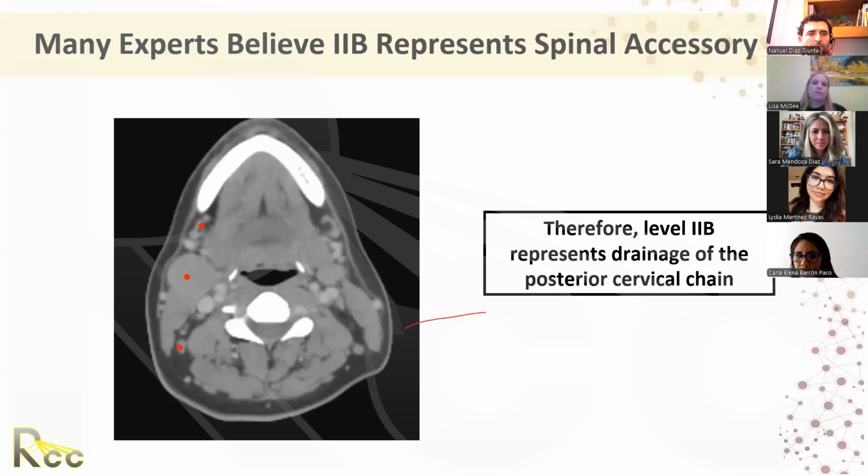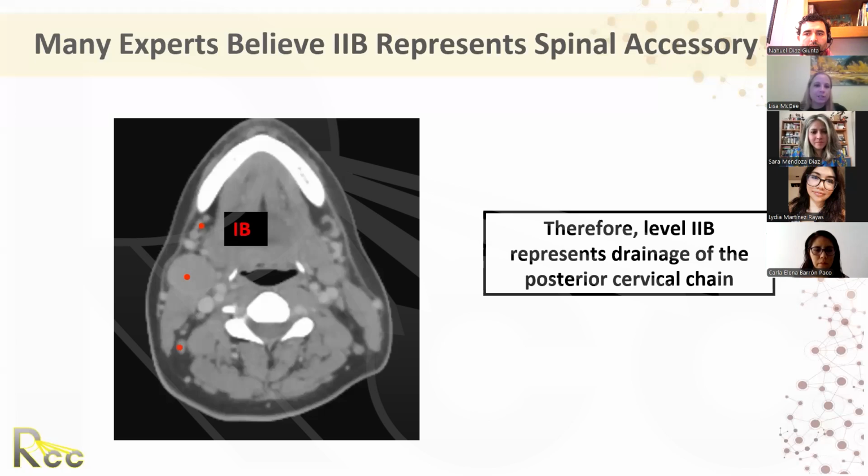Many experts believe that level 2B represents spinal accessory chain and is more of a posterior neck lymphatic drainage site. And I think that's useful because as we're thinking about seeing lymph nodes in this area, things that would drain and be at high risk for level 2B would also be things that would be considered high risk for involvement of lymph nodes in level 5.